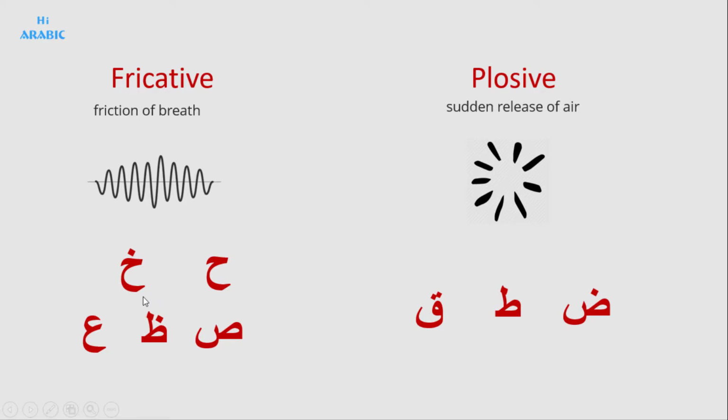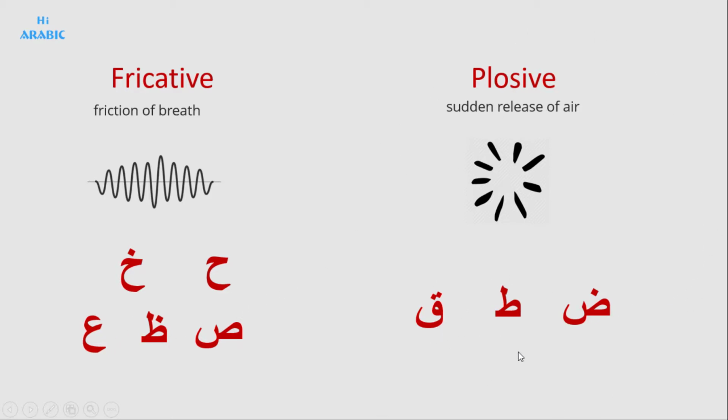Then ha, sad, so this is the sound. V, v, v. Okay. Now let's go to the plosive sounds.